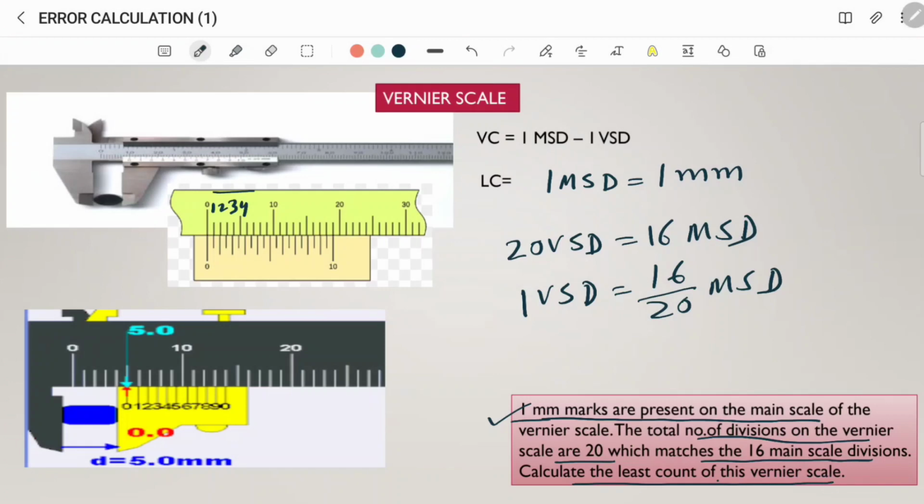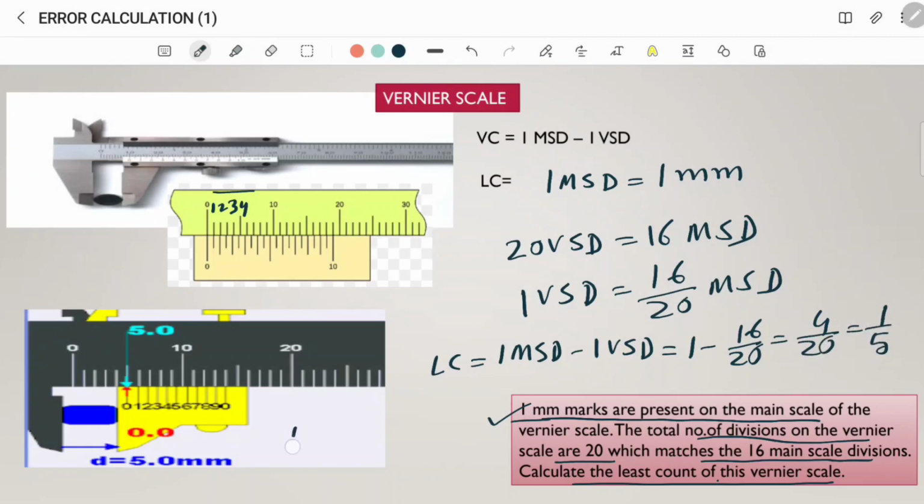Calculate the least count of the vernier scale. We know that the least count is 1 main scale division minus 1 vernier scale division, or 1 minus 16 over 20, which becomes 4 over 20, or 1 by 5. Or the least count is 1 over 5 into 1 main scale division, which is 1 millimeter. So this is 0.2 millimeter. That is our least count for the vernier scale, which has these specifications.